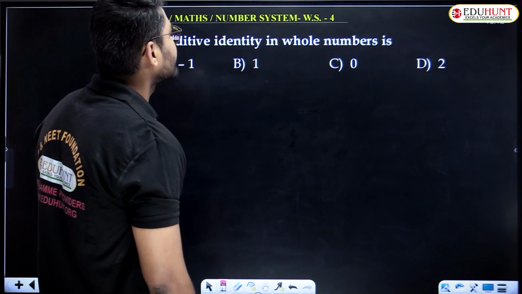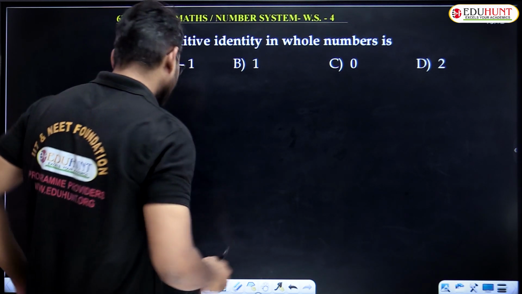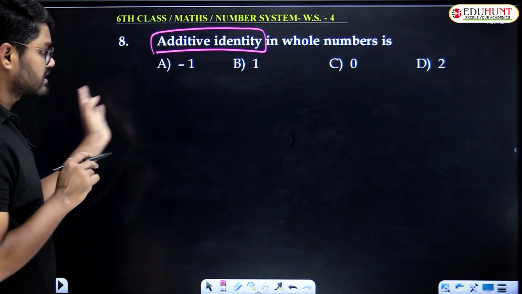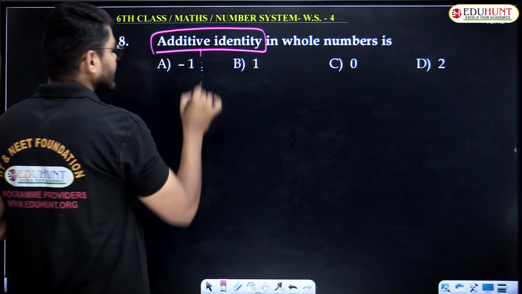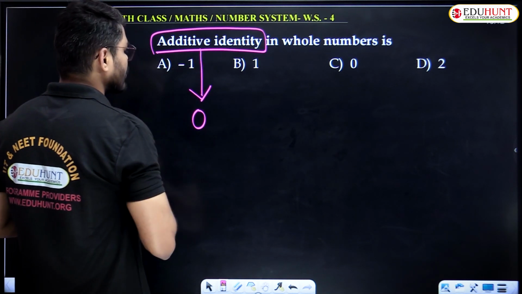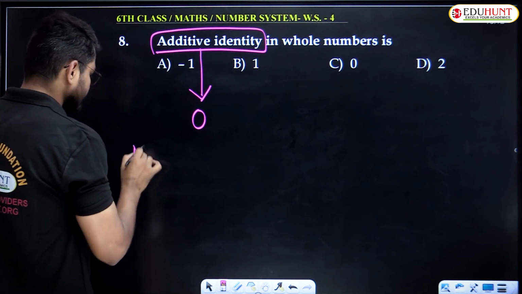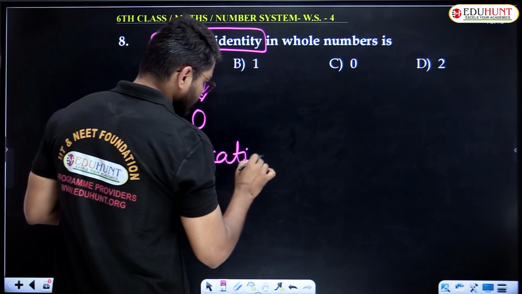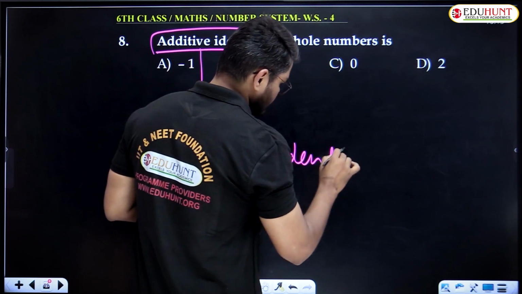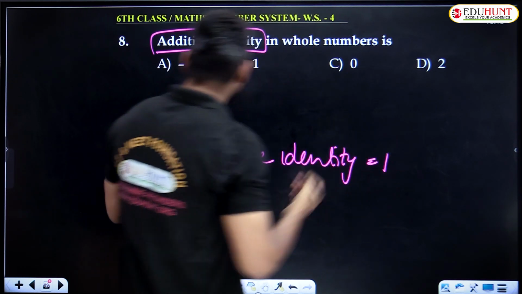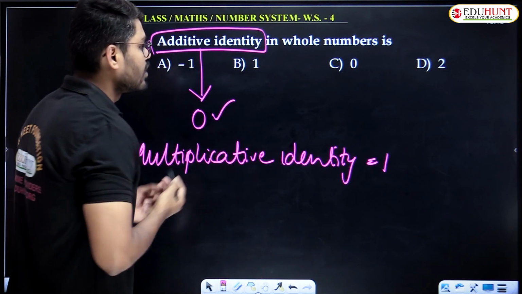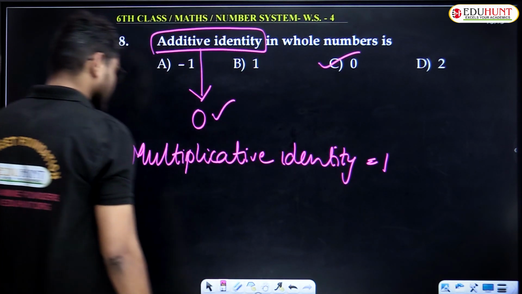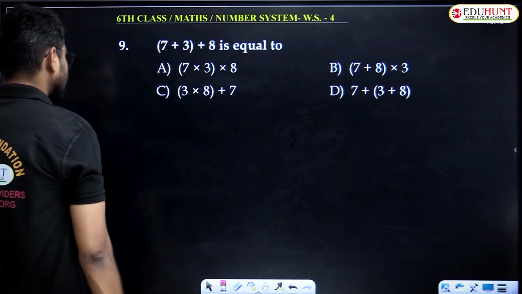The additive identity in whole numbers is additive identity. So already we have discussed in the previous question. What is additive identity? Additive identity is nothing but 0. What is multiplicative identity? Multiplicative identity is equal to 1. Additive identity is 0. Multiplicative identity is 1. Where is 0? Option 3 is the correct answer for this question. Let's move on to the next question.